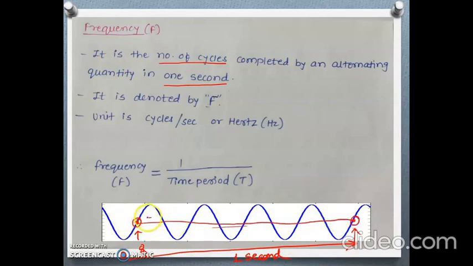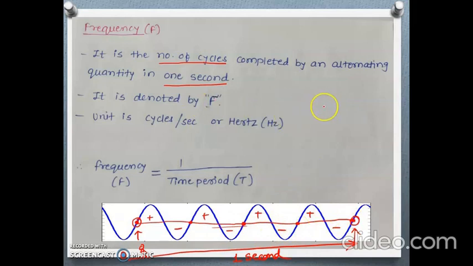Okay, here positive part, negative part, here also positive, negative, here also positive and negative. So a positive and negative combination, one set of positive and negative, is known as one cycle. From here to here, one cycle is completed. Up to this point, 2 cycles are completed. Up to this point, 3 cycles are completed, and up to this point, 4 cycles are completed.